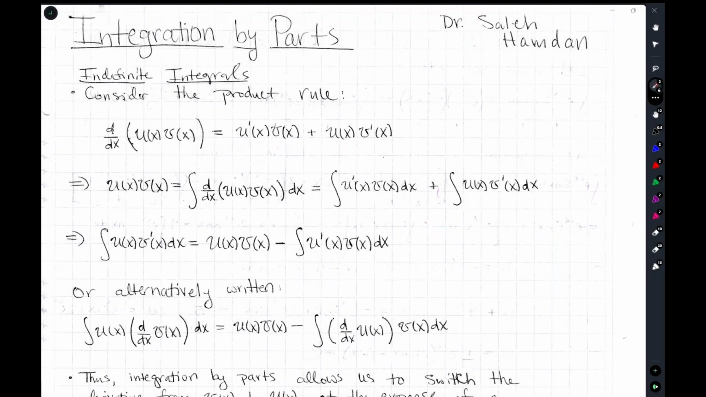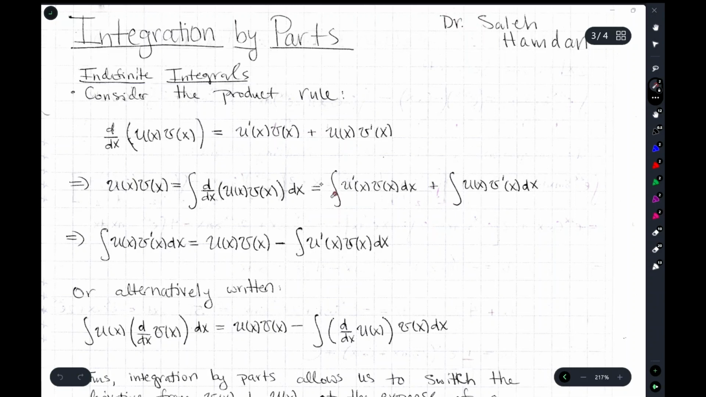So let's talk about integration by parts. Now, the rule that integration by parts takes advantage of is the product rule. Notice that when you take the derivative of a product of functions, you first take the derivative of the first function and multiply it by the second, and then on the right you take the derivative of the second function and multiply it by the original first function.